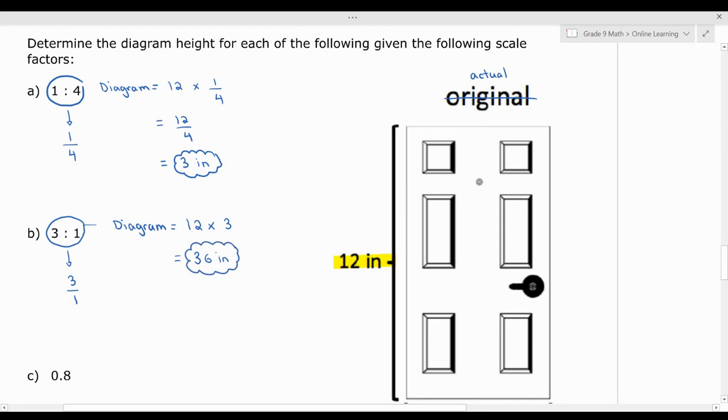Okay, well, does this make sense? Think about it. Your actual was 12 inches. You're scaling it up by 3. So 3 is bigger than 1. So that means what you're drawing has to end up being larger. So 36 is larger than 12.